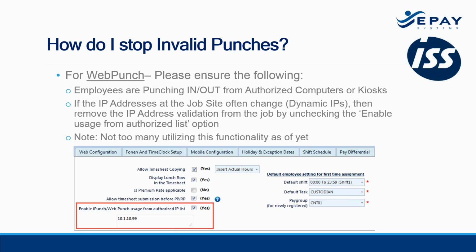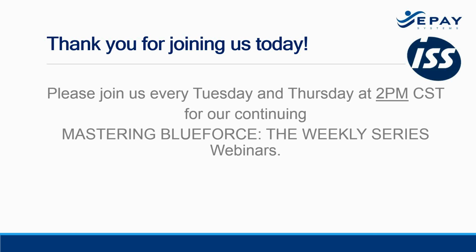But all in all, that is our webinar for today, reviewing the job record. Like I said, there's not much at all to review at the job record. We're really focusing on those job settings as they relate to the time collection devices, as well as those holiday exception dates and those shift differentials.